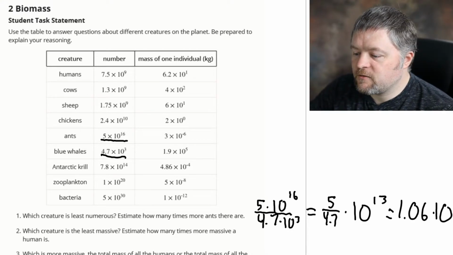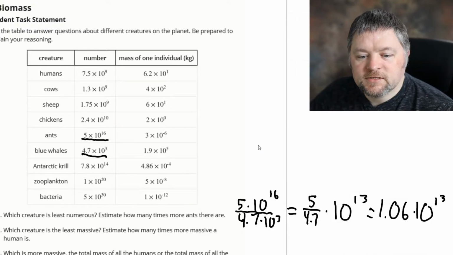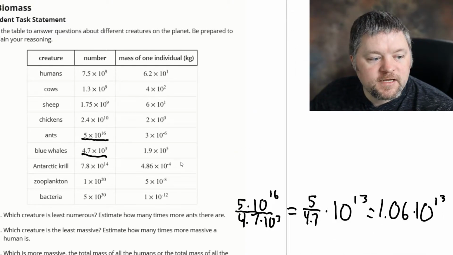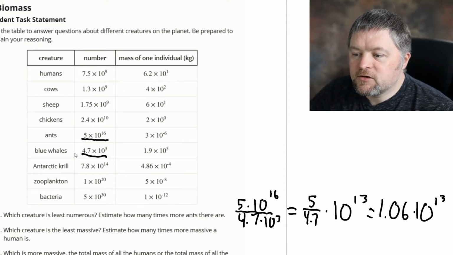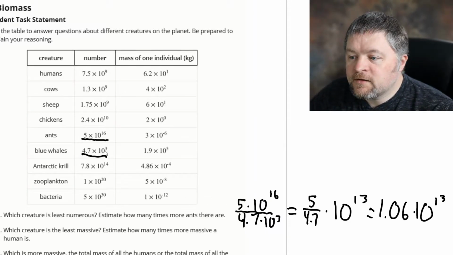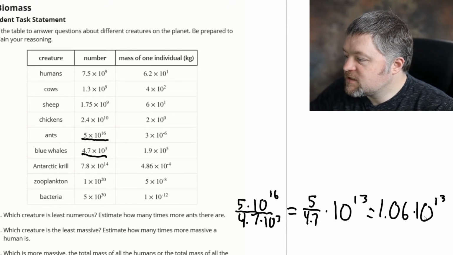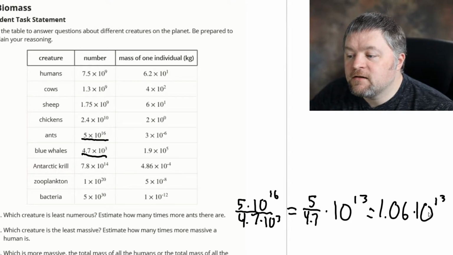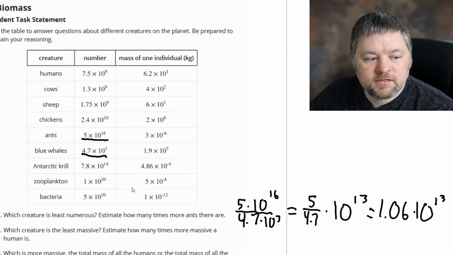Ooh, that didn't quite fit. 1.06 times 10 to the power of 13. So the least numerous creature is blue whales, and there are 1.06 times 10 to the power of 13 more ants than there are blue whales.